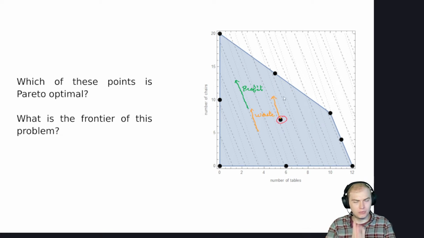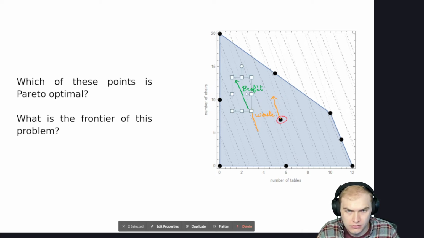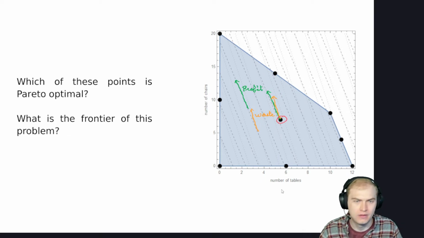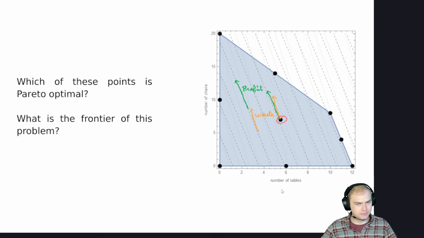And we pull away slightly from the profit direction. So let me demonstrate that. You can see that they're not quite parallel. The yellow waste direction, if we're parallel to the waste direction, then we're actually very slightly increasing profit.